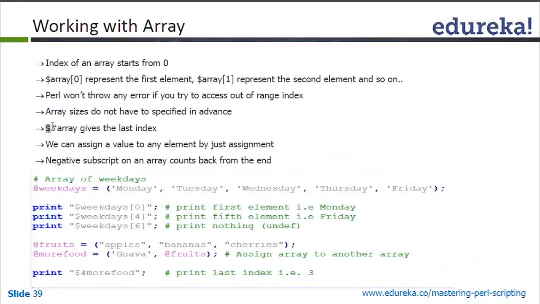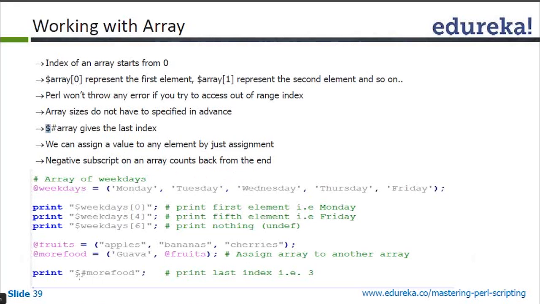And you saw in the quiz that there was something like $#array. So $# gives you the last index. So it gives you the last element, basically index, and if you want to print that, it will print the last value. So basically this is a special variable in Perl which has a special meaning. This is very much important. It is basically used to print the last index. And we can assign a value of an element by just assignment.